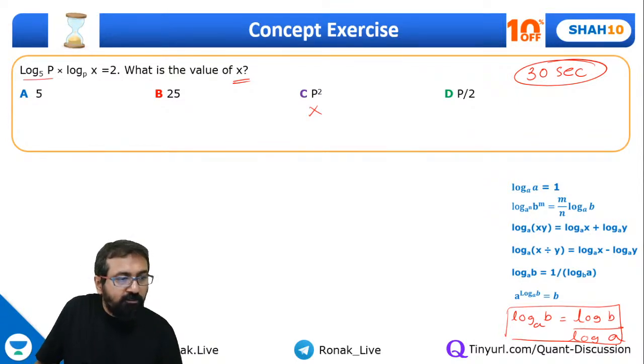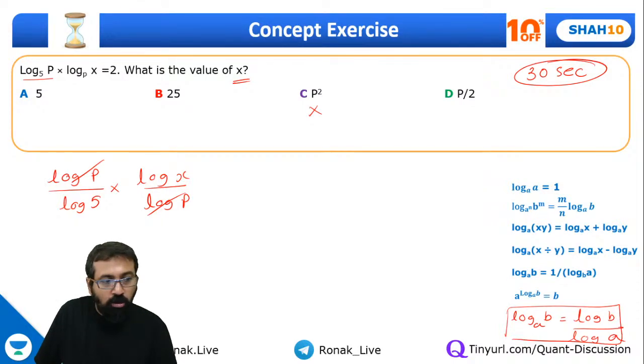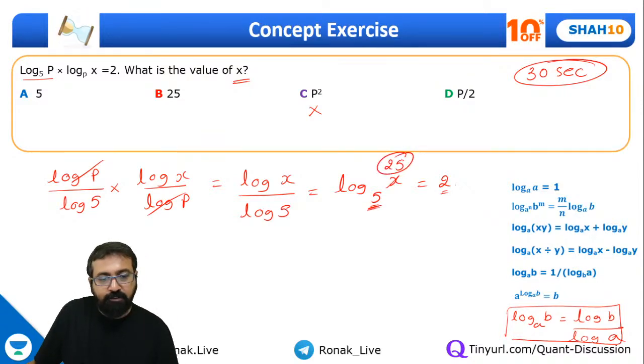So here log of P with base 5 can be written as log of P upon log of 5, into log of X with base P, which can be written as log of X upon log of P. Of course log of P will get cancelled off and we will be left with log of X upon log of 5, which is nothing but log of X with base 5, and this is given as 2. So what will be the result when I raise 5 to the power 2? Of course this will come out to be 25. 5 to the power 2 is nothing but 25. So X should be 25.